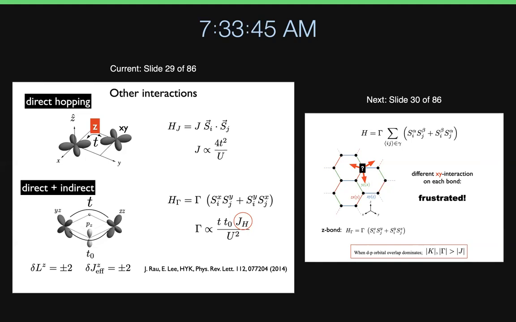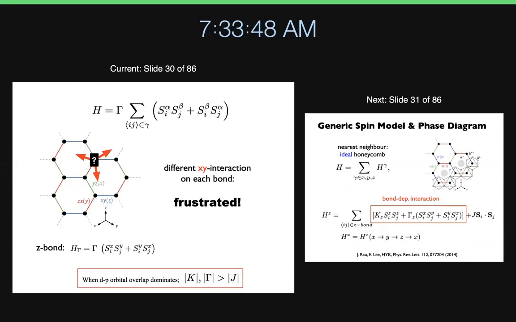Okay. All right, so I just want to emphasize that this is going to be one of the important terms to take into account if you want to understand ruthenium trichloride. So I just wanted to say a little bit about this one.